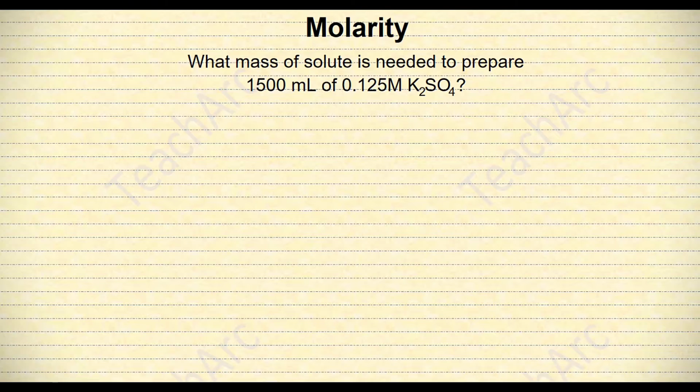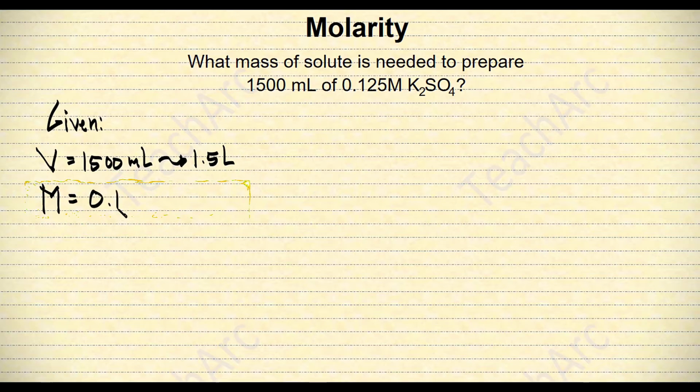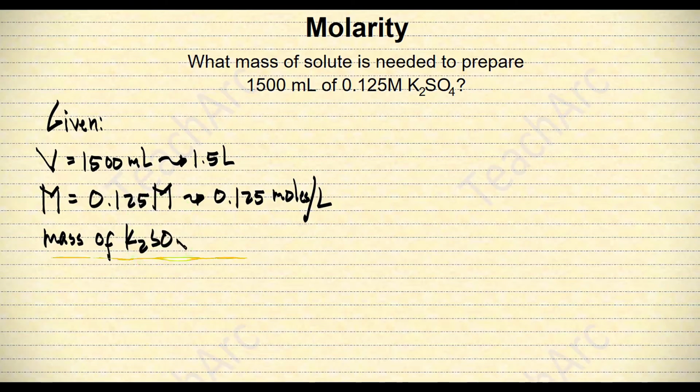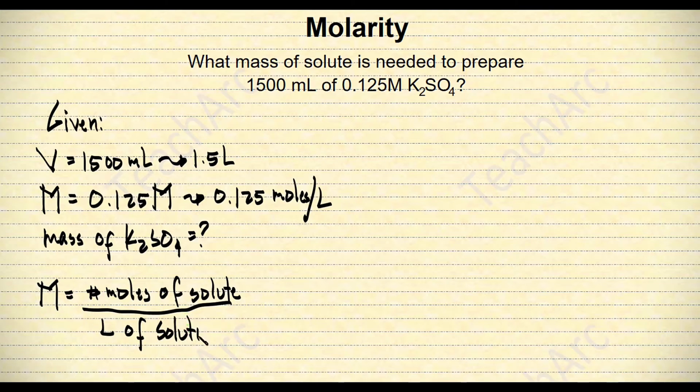For the second problem, we are asked to identify the mass of solute needed to prepare 1,500 ml of 0.125 molar potassium sulfate. Make sure to convert the milliliters to liter. And it would be better to expand the unit of molarity as moles per liter to guide us in identifying the final unit later on. Solving for the mass of the solute, which is potassium sulfate, will require us to solve for the number of moles first, and we will just convert the computed moles into mass.